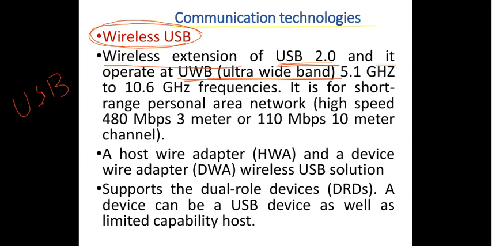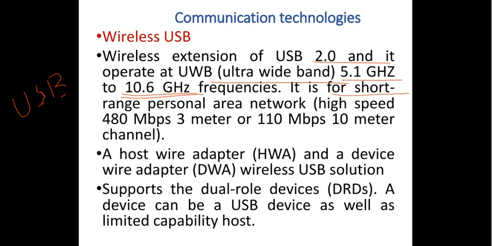Okay, so now you can see here it is 5.1 gigahertz to 10.6 gigahertz frequency, very fast. Maybe I don't say that these are the exact specifications, as more and more modern technologies come up, definitely you can go with still higher frequency. As and when we come across those things, we shall discuss them. So USB 2.0 operates at ultra wideband 5.1 gigahertz to 10.6 gigahertz frequency.